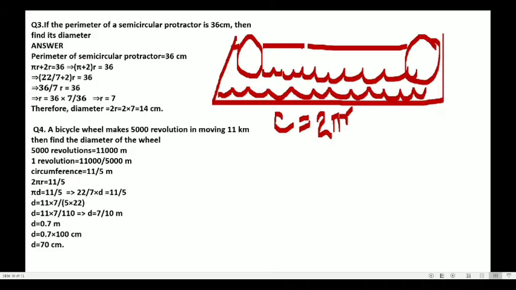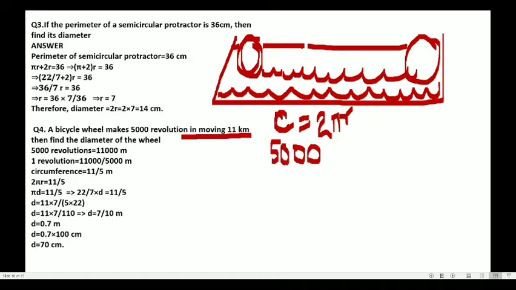And what is the length of the field? It has been given here. A bicycle makes 5,000 revolutions in moving 11 kilometers. Then we have to find the diameter of the wheel. For one revolution, that means the circumference, which is 2 pi r. For 5,000 revolutions, it will be how much?